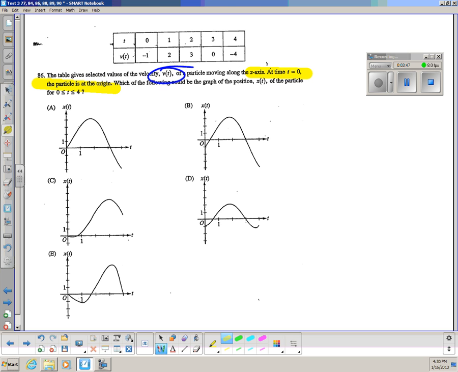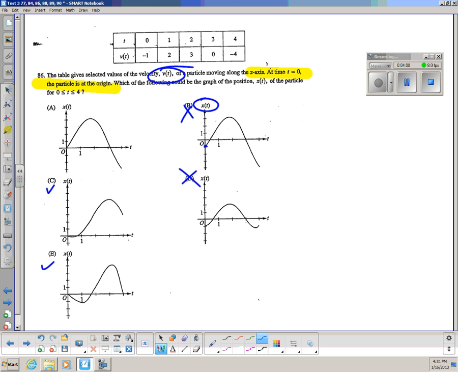These are position graphs, x of t. So when I look at the position, the particle has to start, the x of t has to be at 0. So A is at 0, but B is not. And C is, but D is not. And E is. So right off the bat, just by reading that sentence, you don't have to know a thing about velocity.